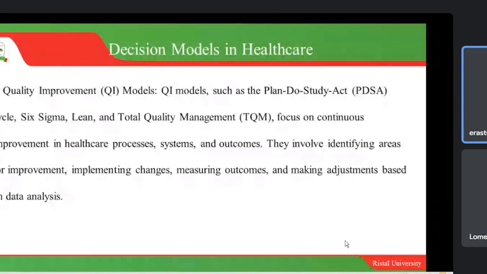But ideally, all these models are going to focus on continuous improvement in healthcare processes and systems, and they are going to involve identifying areas for improvement, implementing changes, measuring outcomes, and making adjustments that are based on data analysis, like what we have seen in the PDSA method.